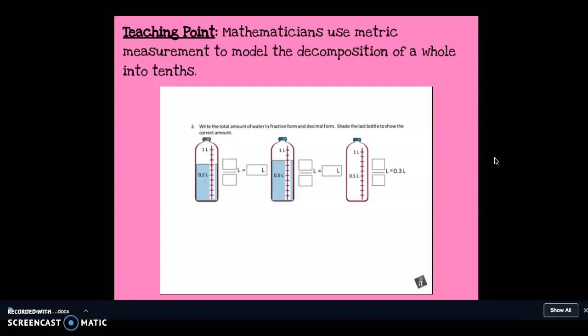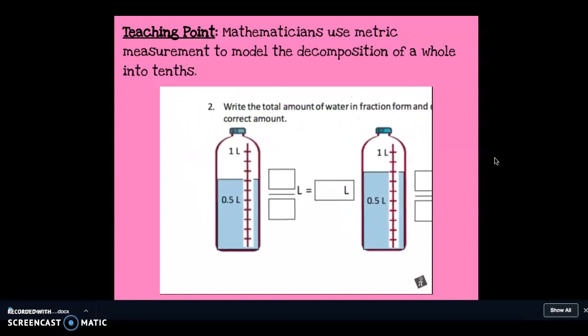Now here it says write the total amount of water in here as a fraction and then as a decimal. So I'm going to zoom into this first bottle right here, and we are going to write it as a fraction. The first thing, we're going to start down here, and we're going to notice that that's 1, 2, 3, 4, 5, 6, 7, 8, 9, 10. So we have 10 portions all together. So our denominator is 10.